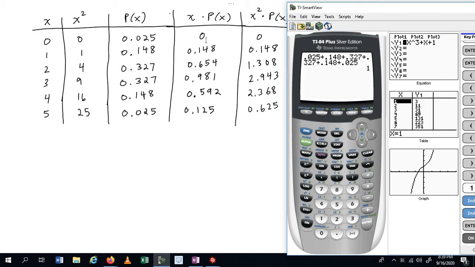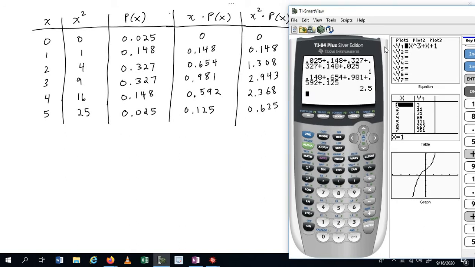Okay, and so now we're just going to add up these numbers here. So 0.148 plus 0.654 plus 9.981 plus 0.592 plus 0.125. And you can see we get 2.5. So that is the mean of this probability distribution.